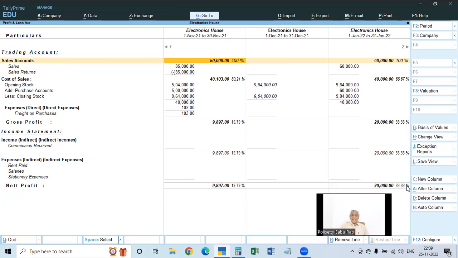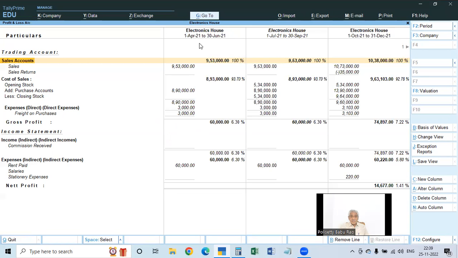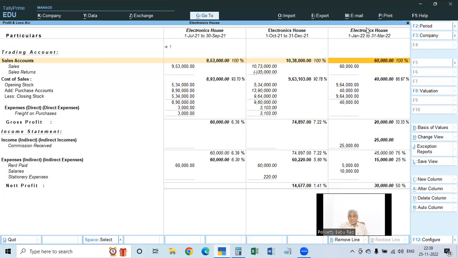Like this, they can analyze the balance sheet, comparing every month. You can compare quarterly also. If you take quarterly, it will give only the quarter. April to June, 1 quarter. July to September, another quarter. October to December, the next one. January to March. Like this, you have to take it at the end.